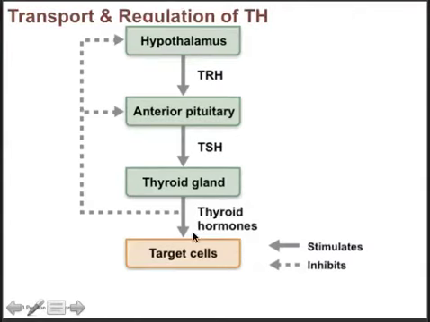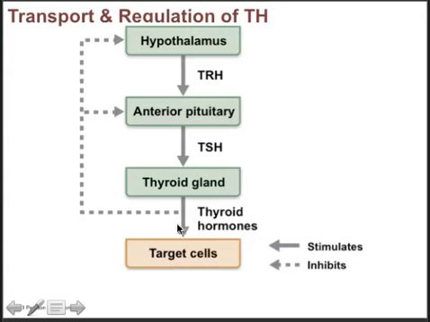If the target cells are continuously bombarded with thyroxine and T3, their metabolic rate will begin to climb and climb and climb in an unregulated fashion. This will have all kinds of negative effects throughout the body.